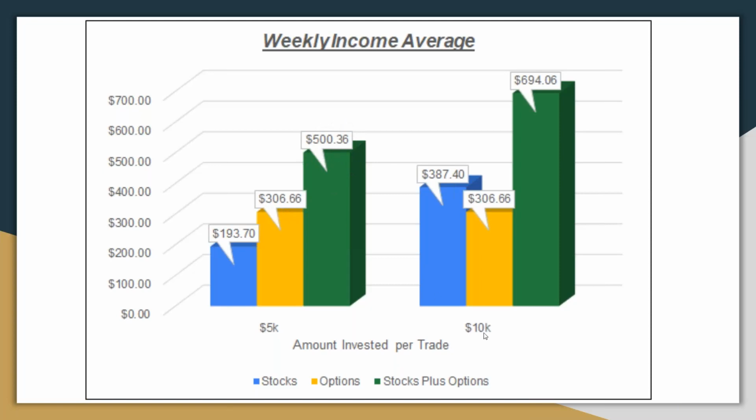So maybe you trade more. Maybe you put $10,000 per stock trade, with the same risk on the options, and then this is what you would have earned per week. So these are the 2019, 2020 numbers. You'd have done very, very well. So it just kind of depends. Some people don't need the income. Some people want the growth. But I like to break it down for you to see what the performance was of each one. That way you can make a decision.